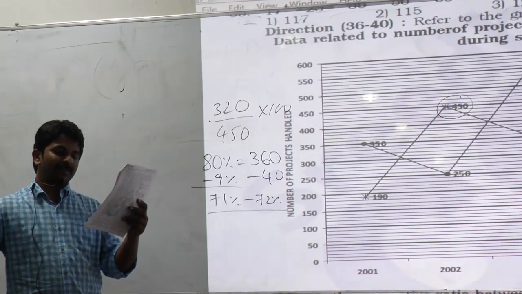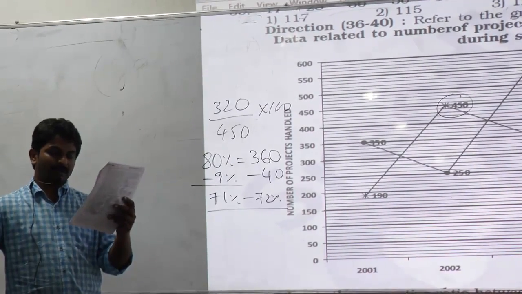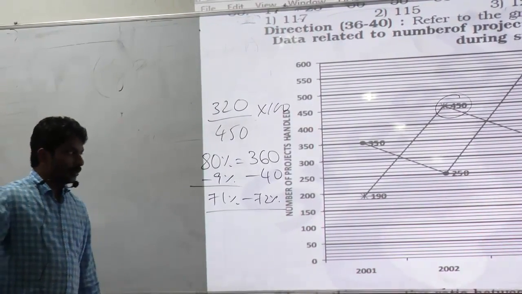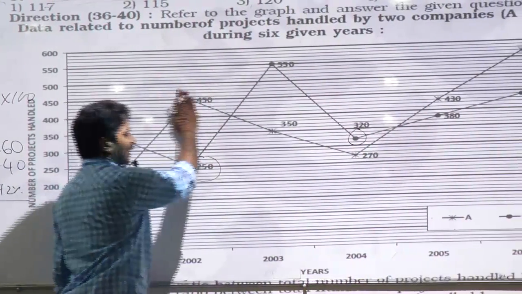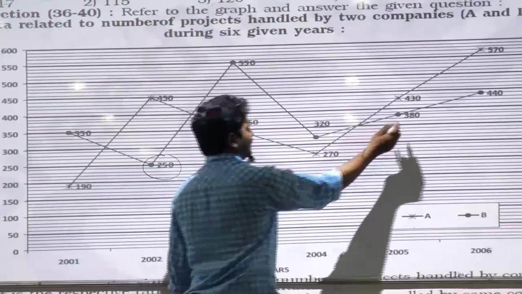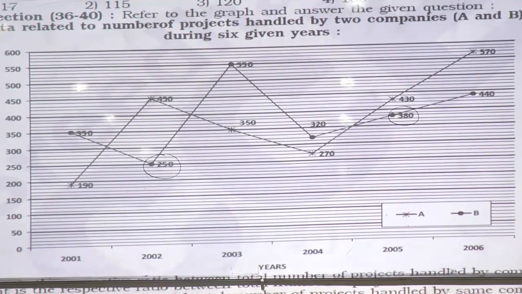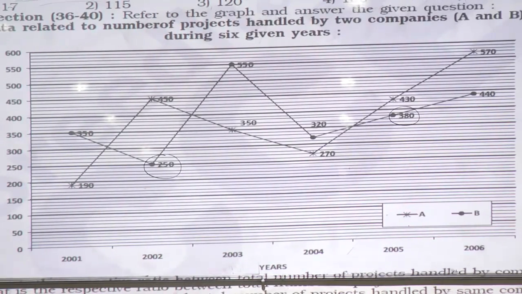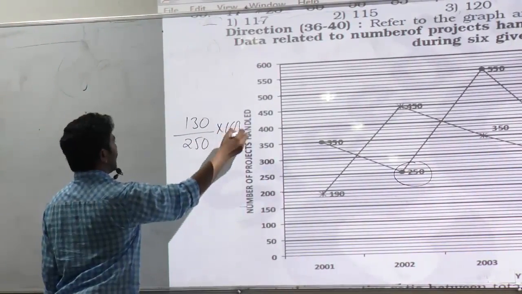Number of projects handled by company B increased by what percent from 2002 to 2005? In 2002, B is 250, and in 2005 it is 380. 380 is how much more than 250? 130. Now you are asked about percentage, right? So 130 out of 250 into 100.